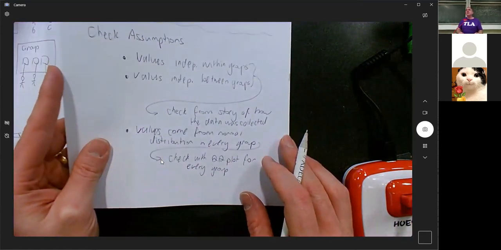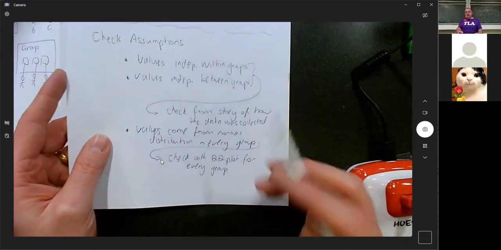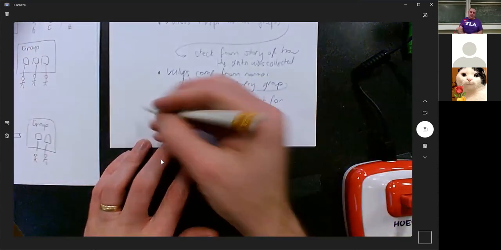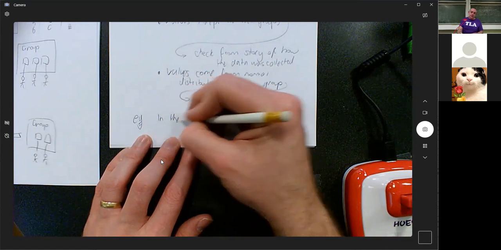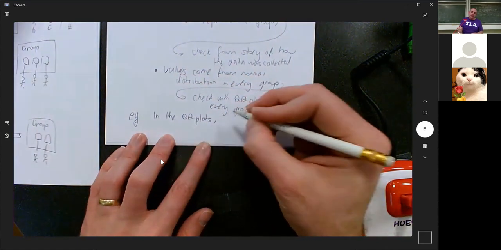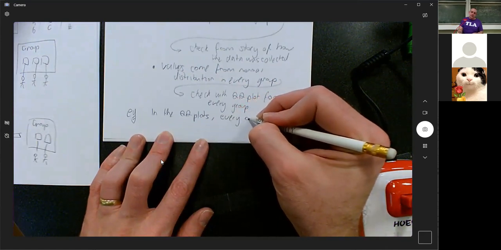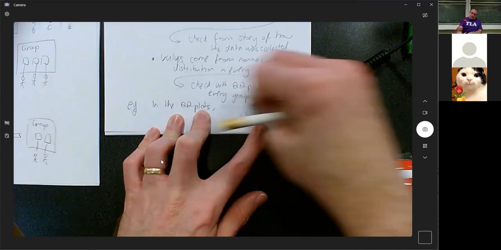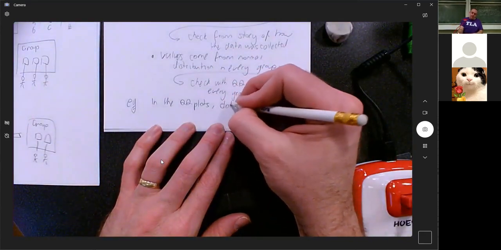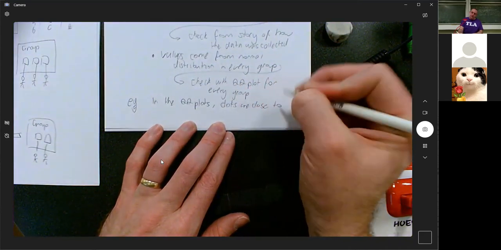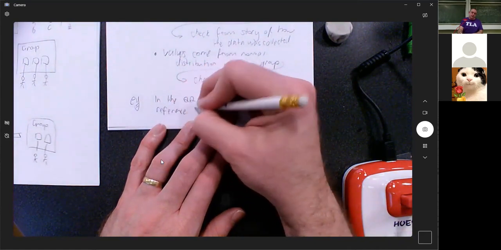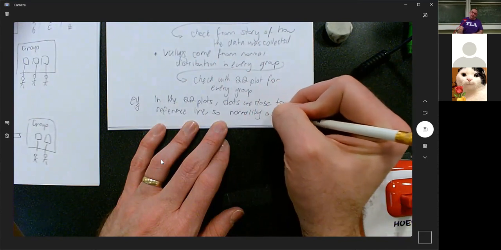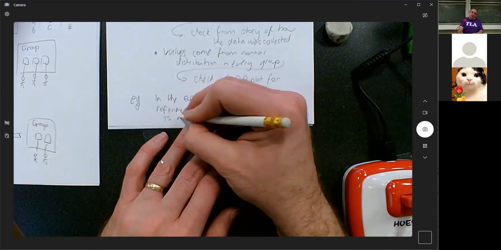So when someone asks you to check an assumption, you're supposed to say where, if it's not the story, you're supposed to say where you looked, what you saw, and what your conclusion was. So I would say, for example, in the QQ plots, everyone, the dots are close to the reference line. So the normality assumption is reasonable.